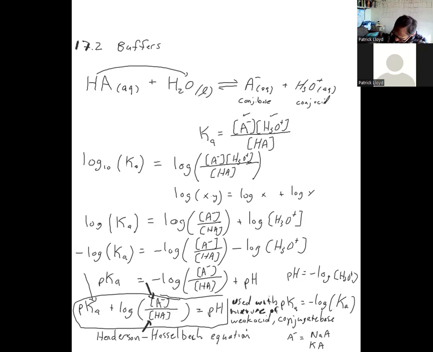Slide here. So HCl and Cl minus, that's not a buffer. Why? Because this HCl is a strong acid.